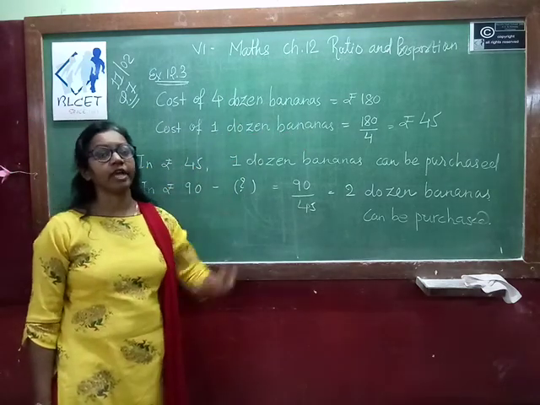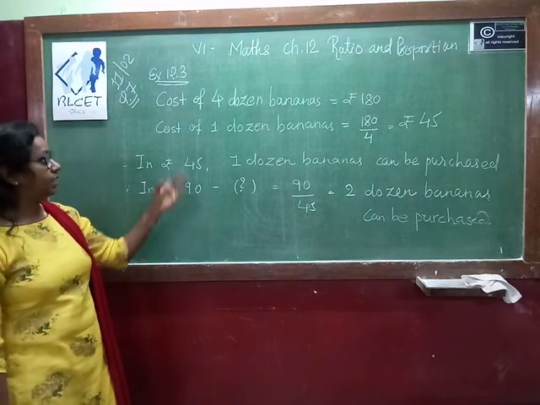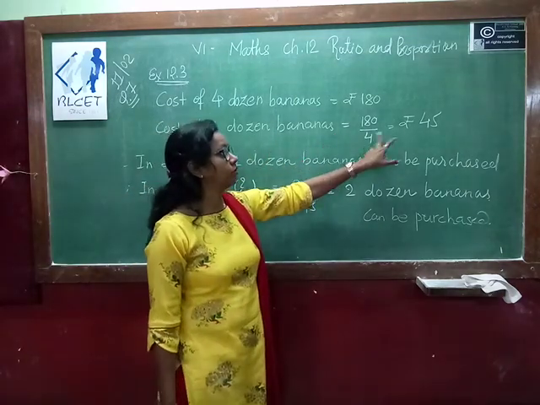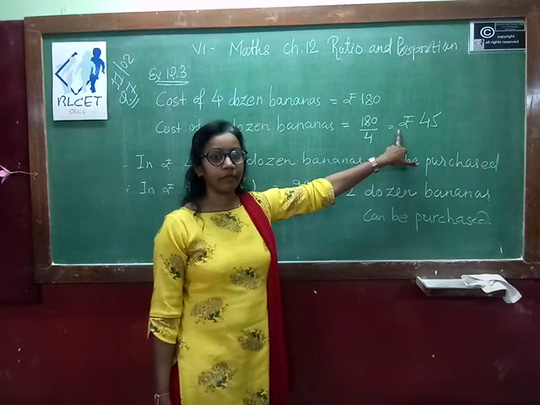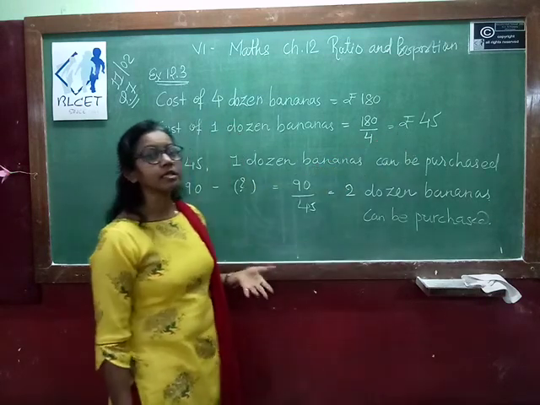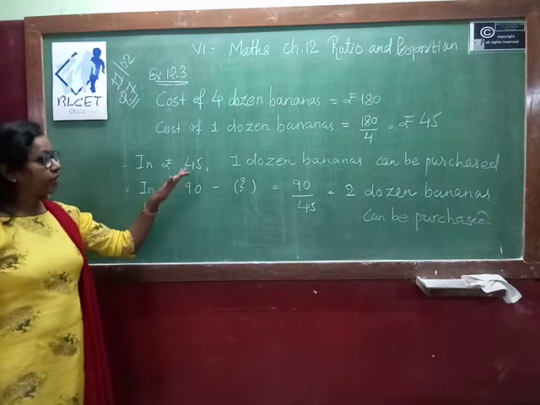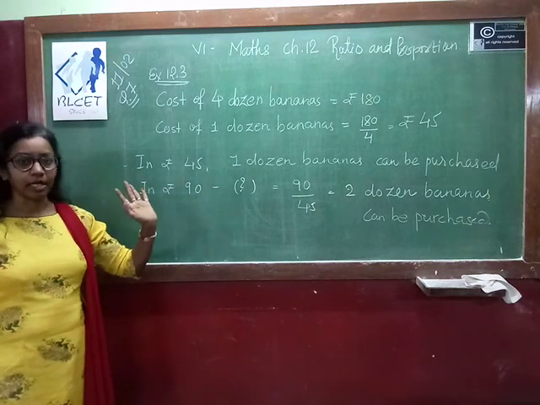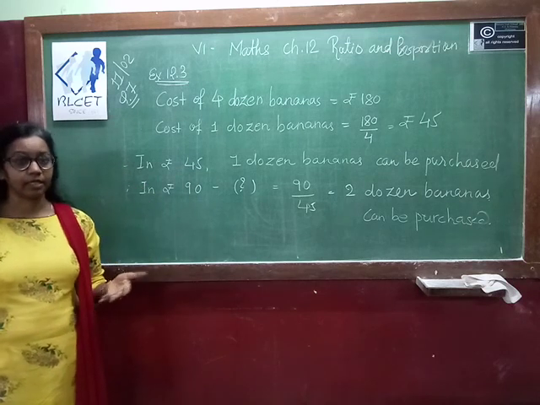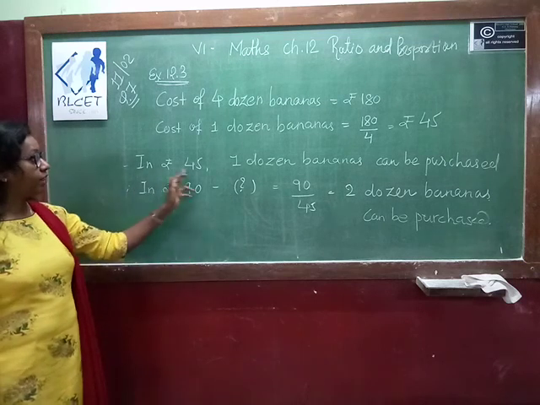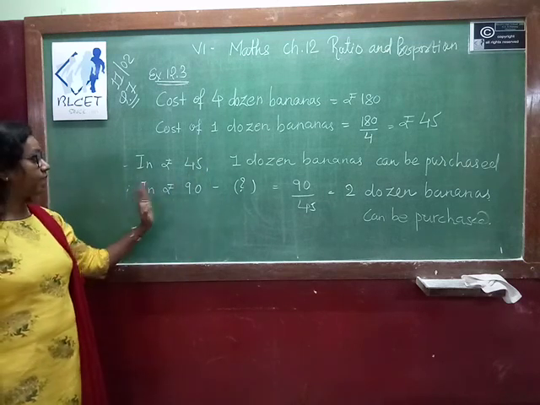So first we will find what is the cost of 1 dozen banana. So cost of 1 dozen bananas is equal to what? 180 divided by 4. So which is equal to rupees 45. So in 45 you can purchase 1 dozen bananas. Now here in rupees 45 you are able to purchase 1 dozen banana. Suppose you have rupees 90. Then how much bananas you can purchase? So in 45 rupees 1 dozen you can purchase. So in 90 rupees how much?